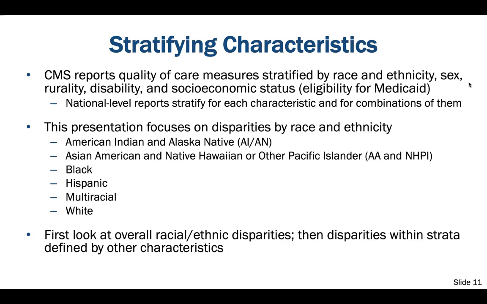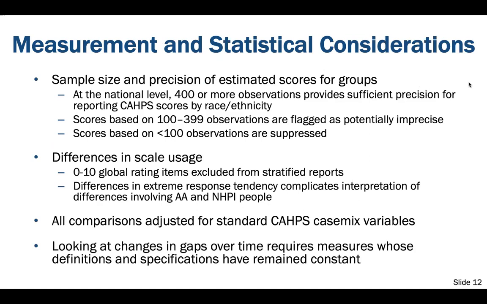Next slide, please. So the heuristic that we've used for national reporting is any case where we have at least 400 observations, we report without qualification. Ones that have sample sizes of less than 100, we don't currently report, and then ones that are in between, we report, but flag them as potentially imprecise.